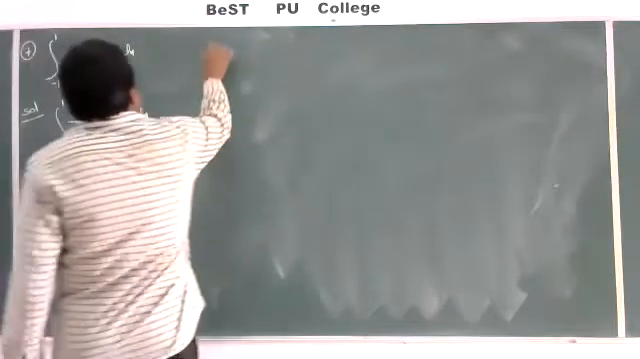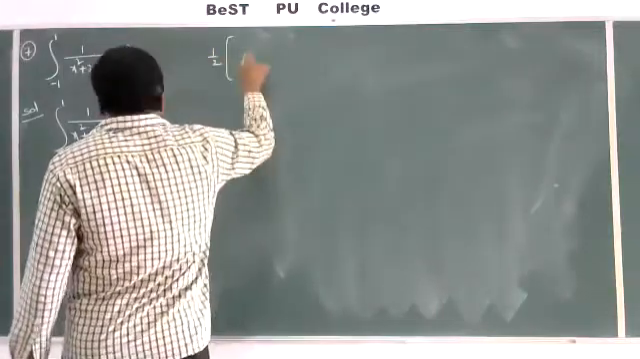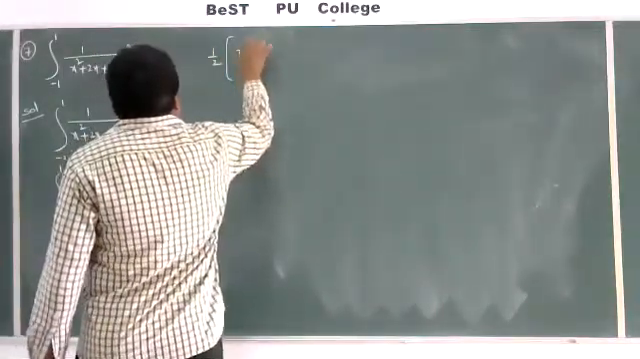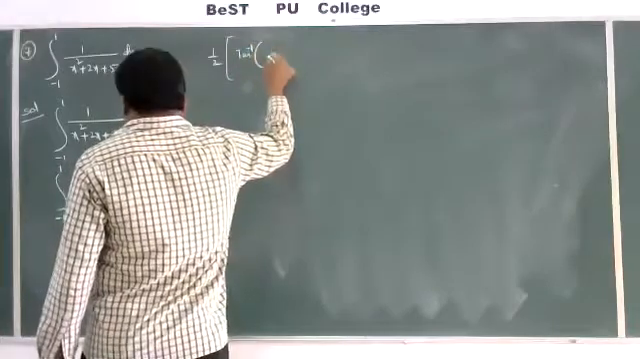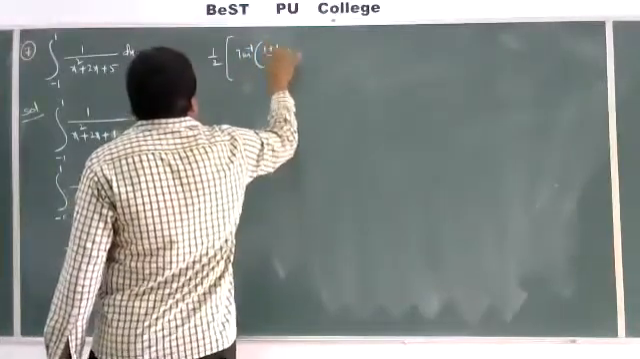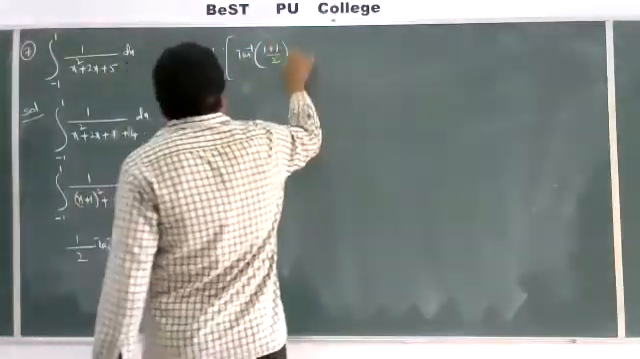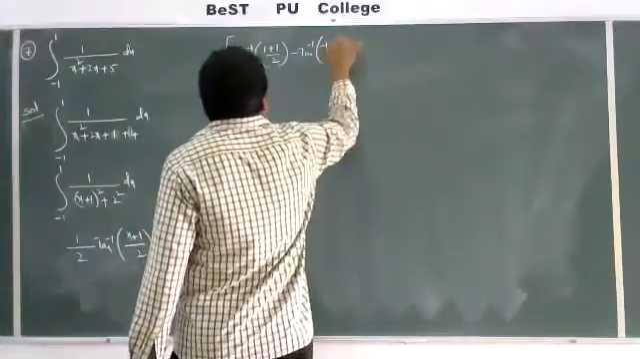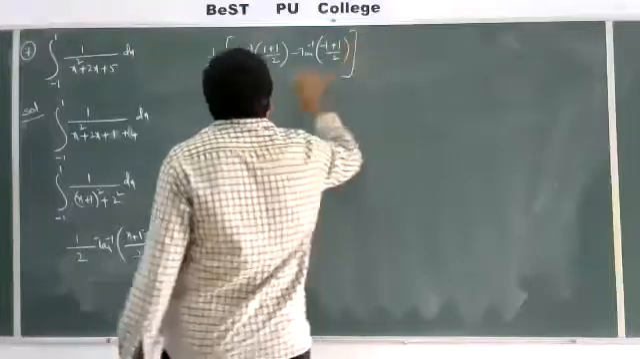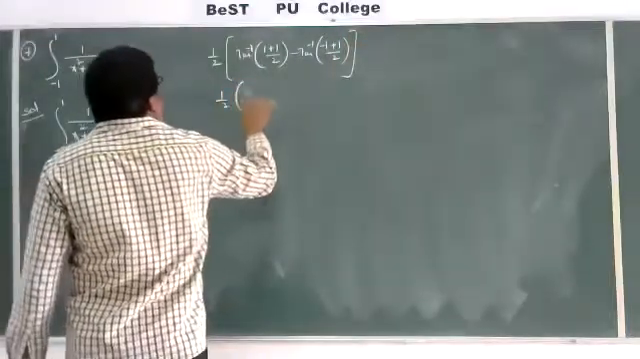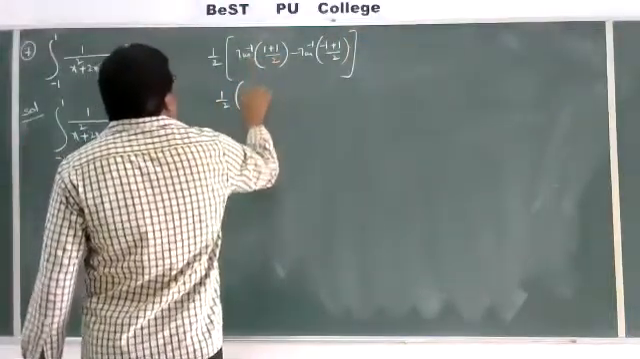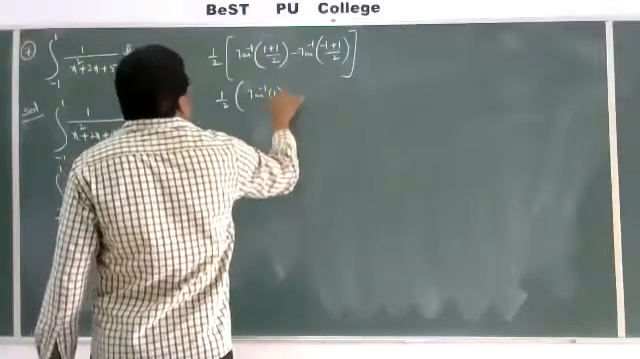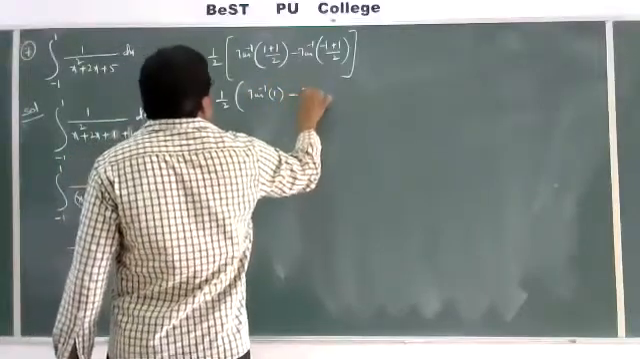Yes, 1 by 2 right outside, then substitute the upper limit minus lower limit: tan inverse of 1 plus 1 by 2 minus tan inverse of minus 1 plus 1 by 2. That is 1 by 2 into tan inverse of 2 by 2, that is tan inverse 1, minus tan inverse 0.